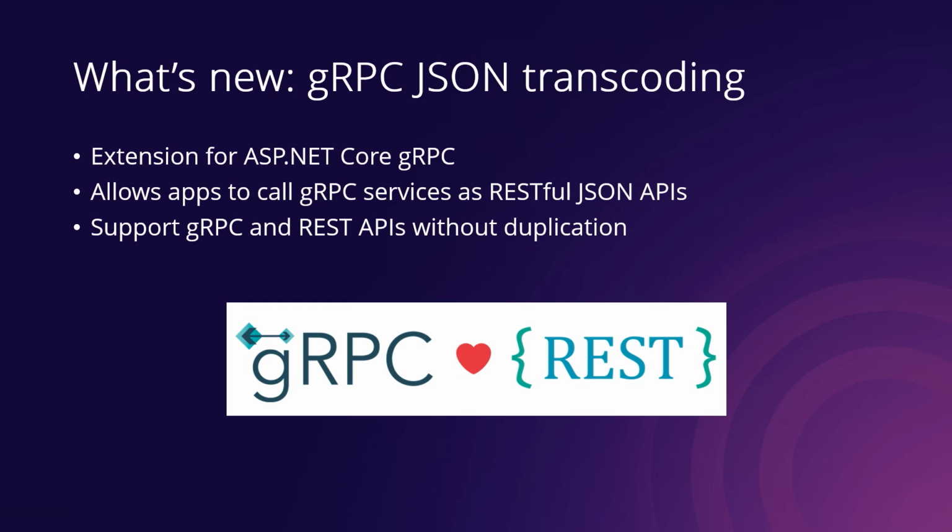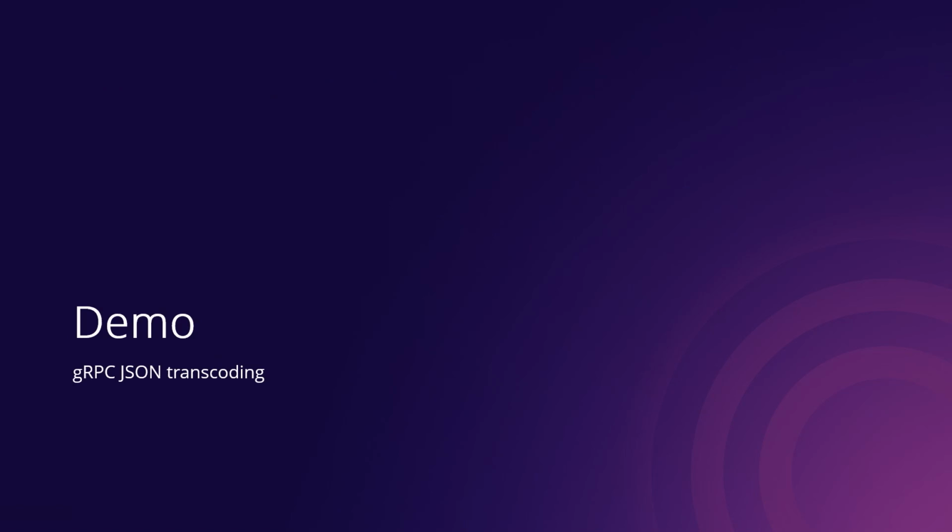JSON transcoding is useful for anyone who wants to provide both types of APIs to their clients without having to build them twice. You don't want all that duplication of building things once with REST, once with gRPC, and then having to maintain them forever. Wouldn't it be great if you could just do it once and it worked for both? And that is what gRPC JSON transcoding allows. So let me demo this amazing feature.